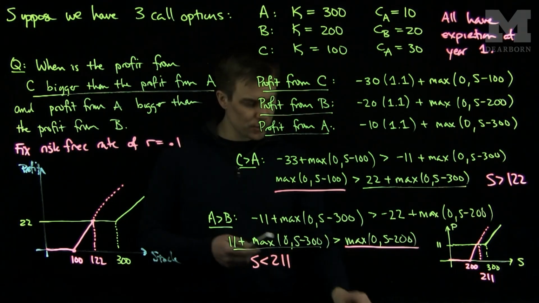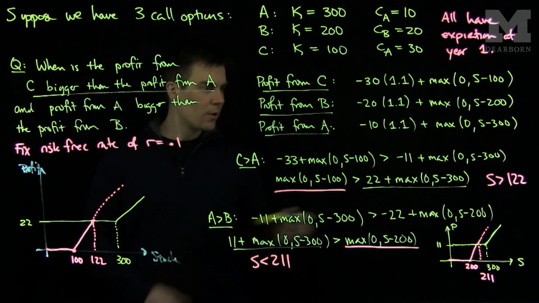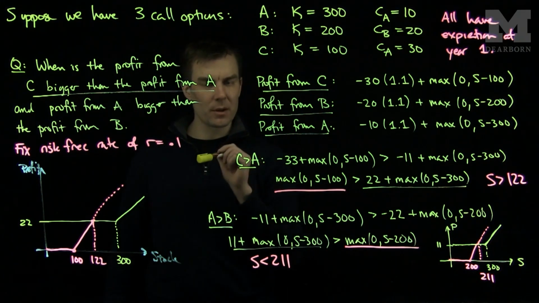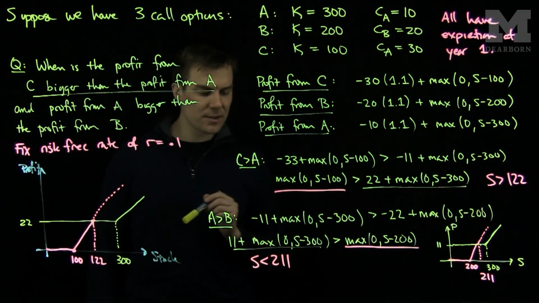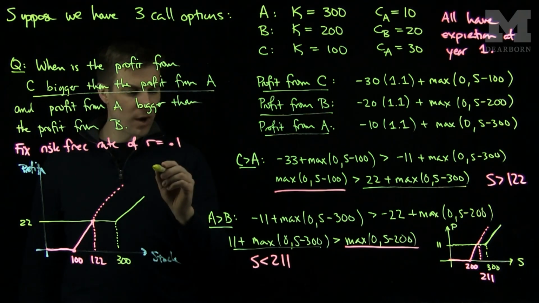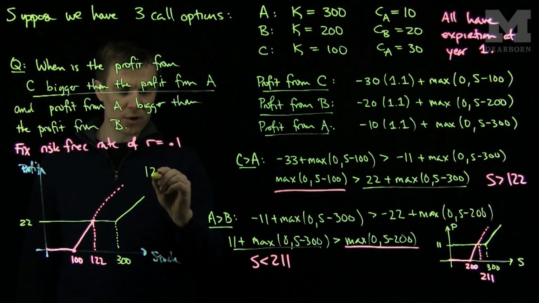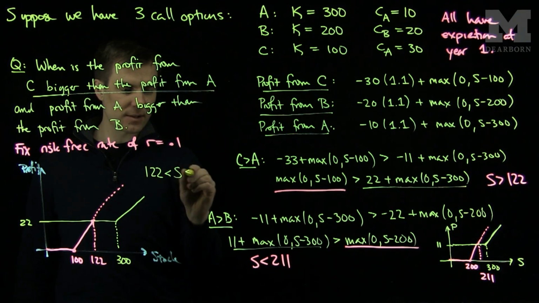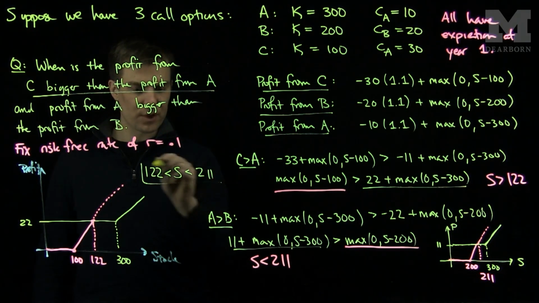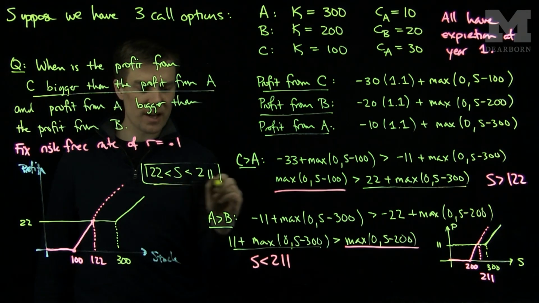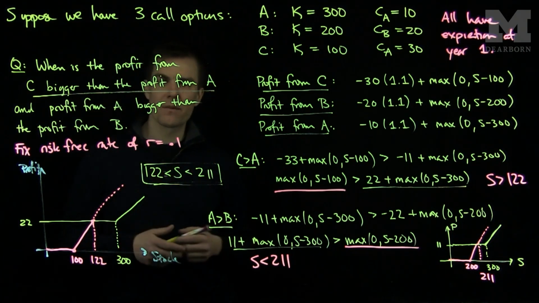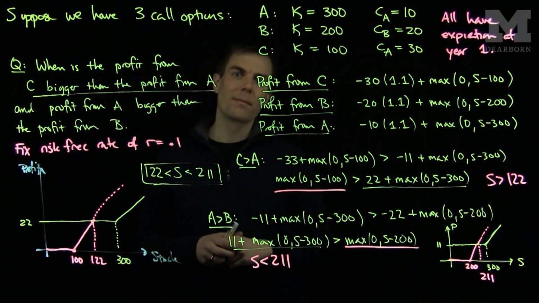So if S is less than 211, this inequality will be satisfied. So the final answer to our problem will be the following. S needs to be larger than 122 for C to be larger than A, and S needs to be less than 211 for A to be larger than B. So the range of stock prices we want is 122 less than S less than 211. For this range of terminal stock prices at expiration, C will have a larger profit than A, and A will have a larger profit than B. Thank you very much.